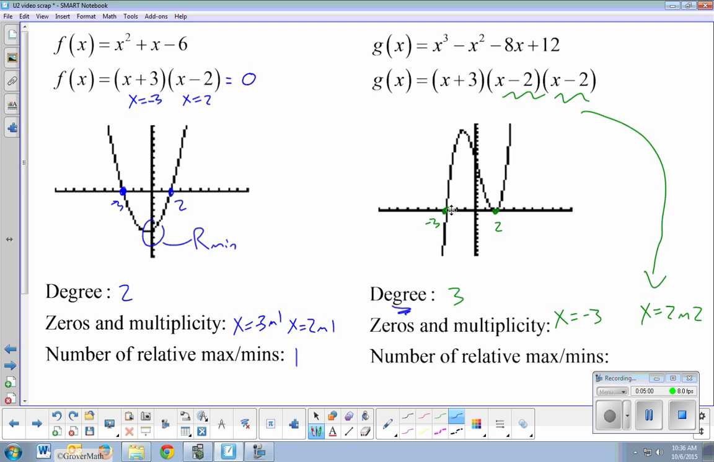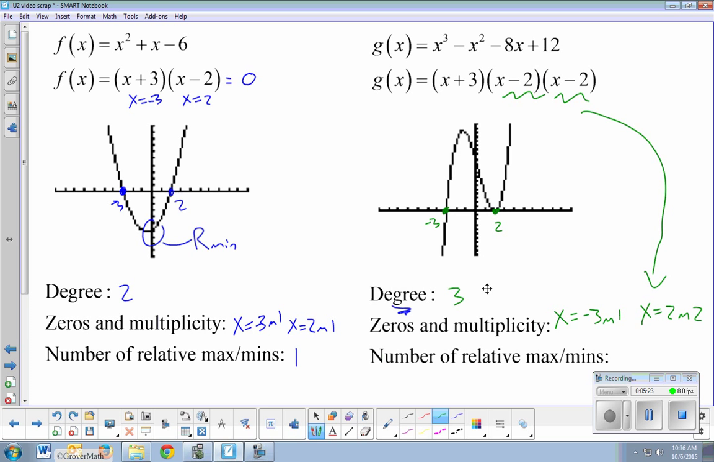So this one has negative 3 has a multiplicity of 1 because it only comes from one factor. But this root of x equals 2 comes from two factors, so it has multiplicity of 2. And one multiplicity with two multiplicities still gives us a degree 3 function. So degree 3, we can have two roots, or we could have three roots, or we could have one root.